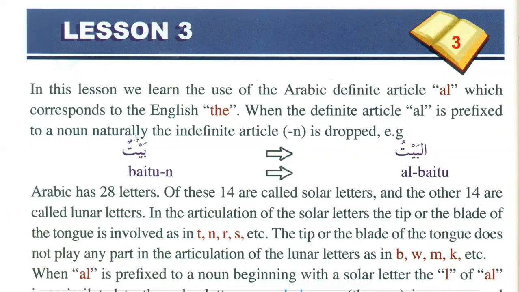Al baytu becomes al baytu, a baytun. Okay, when we have the article al, we don't say un, we say al baytu. When you don't have al, it's baytun. What is the meaning of baytun? A house. And al baytu is definite, the house.